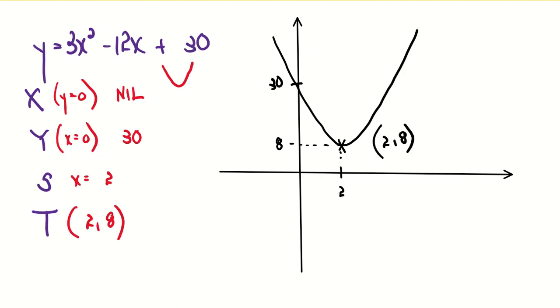Okay, it will be good to take note to indicate the coordinates of your turning point. In this case, it's a minimum point, and label whatever intercept there is on the curve. And there you have it. My sketch is done.